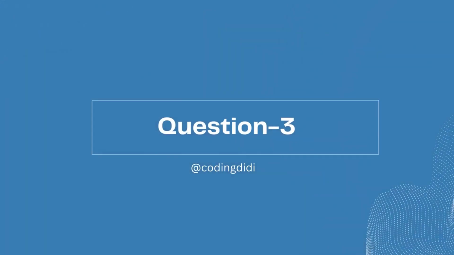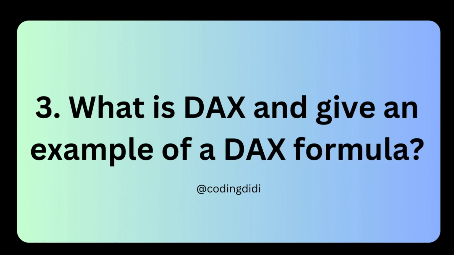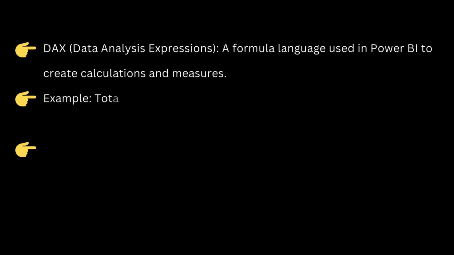Question number 3 is what exactly is DAX, and give an example of a DAX function. Now, what is DAX? DAX means Data Analysis Expressions. This is a kind of expression that has to be written on the Power BI platform that will help you to create calculations and create measures that may be related to a new column or an existing column.